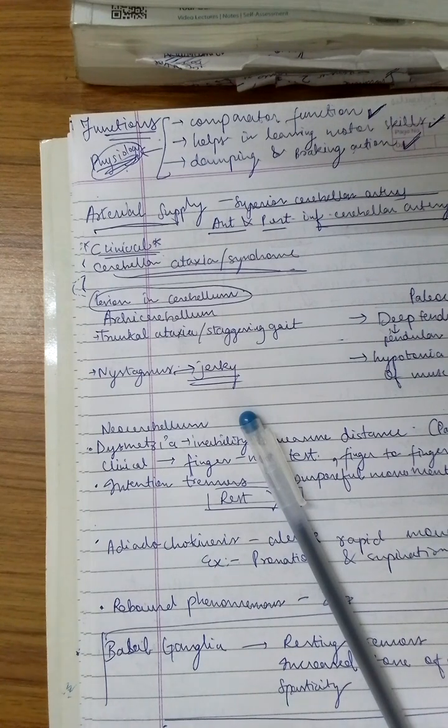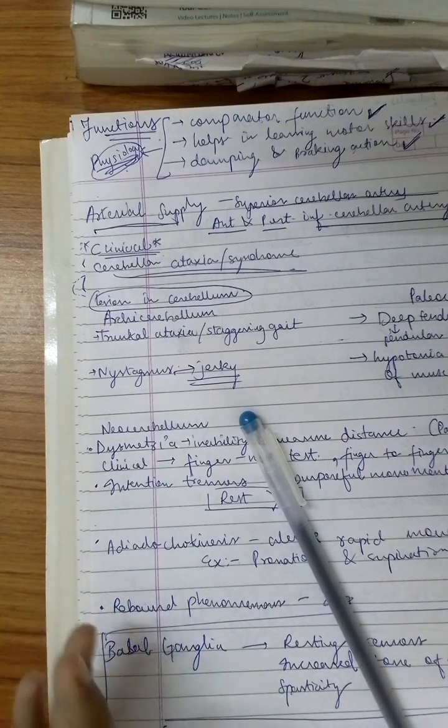Then comes paleocerebellum. Paleocerebellum is executing the movements. So we have tendon reflexes, which are the execution of the movements. Those deep tendon reflexes will be absent. When we are doing the knee jerk, we will see a pendular knee jerk. And hypotonia will be there, and wasting of muscles will be there.